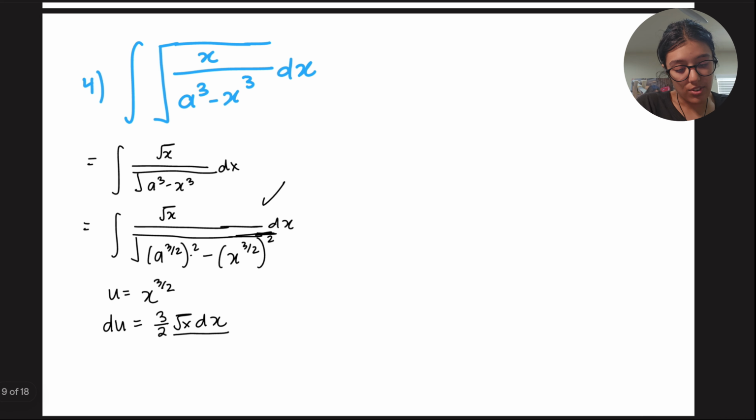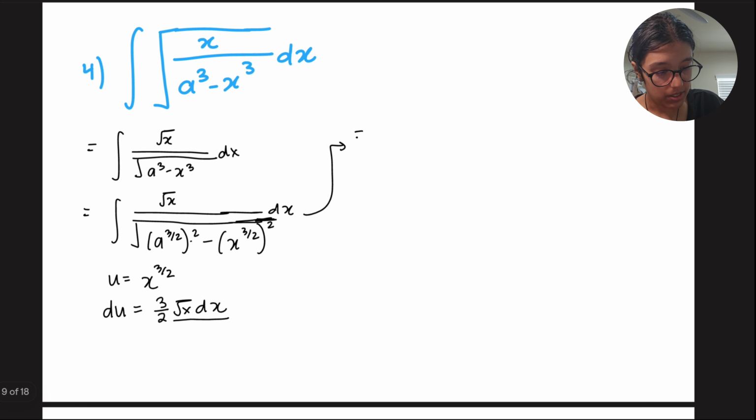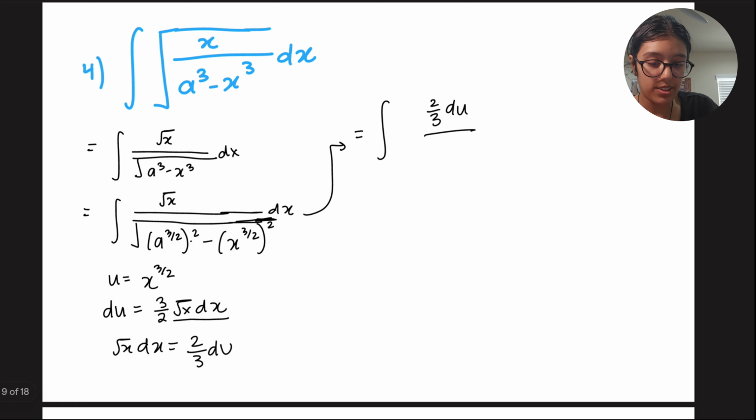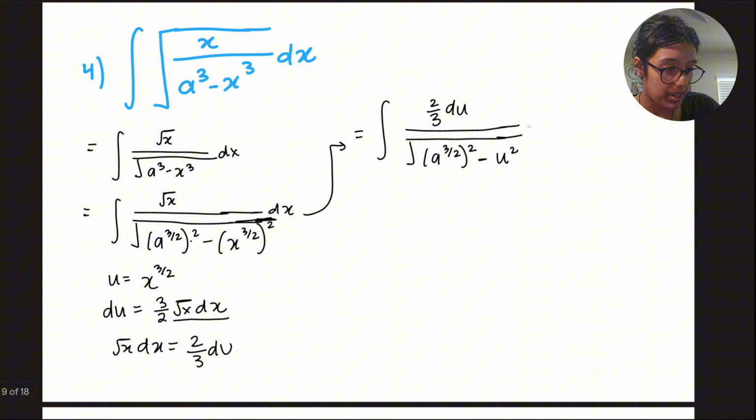So let's actually convert this integral in terms of u. This is going to become integration of 2 over 3 du. Basically how I got that, we can solve for square root x dx, which is equal to 2/3 du, and that is how I got that 2/3 du, over square root of a to the power of 3 over 2 squared minus u squared, right? And du, we already have that. We could take the 2/3 out from the integral. Once again, it's a constant, so I'm just going to bring it outside.